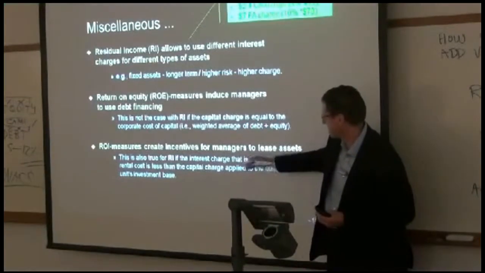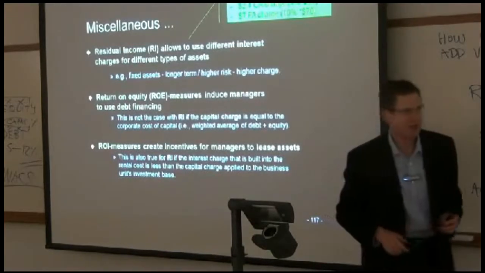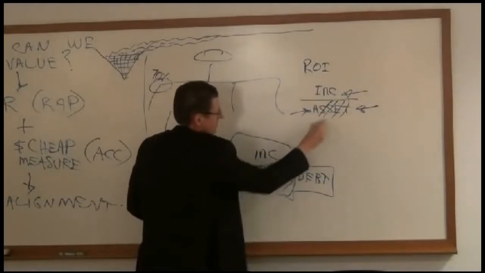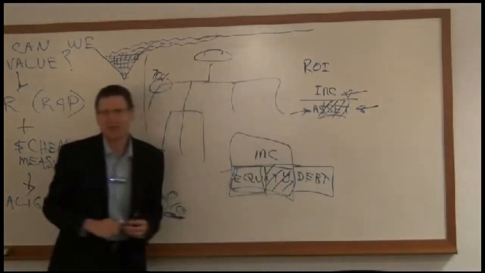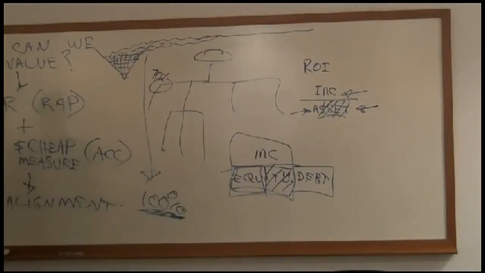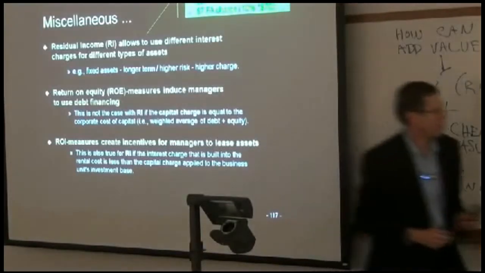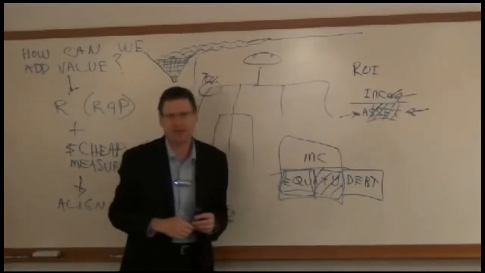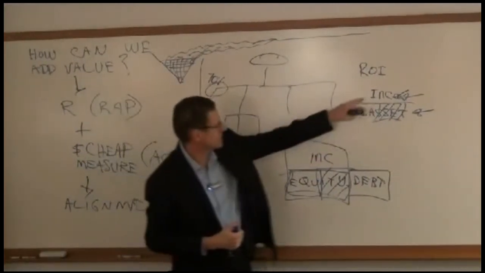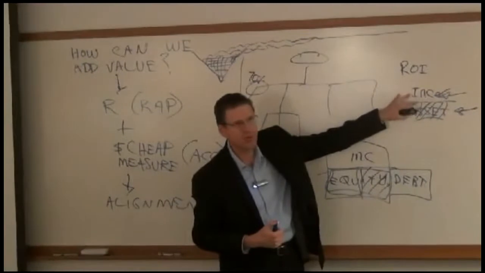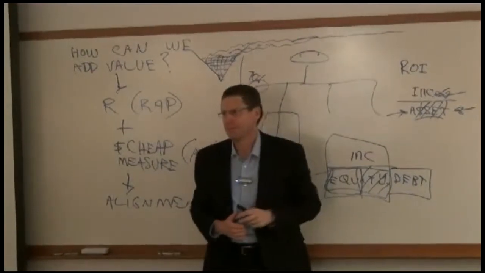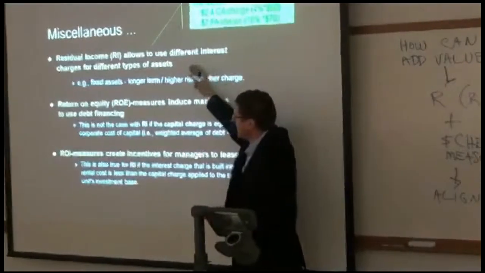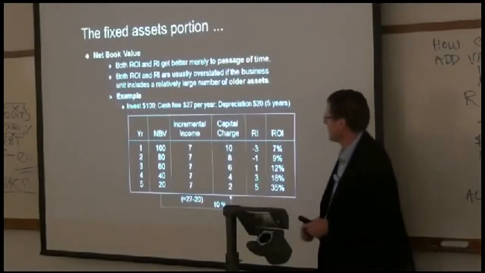ROI measures create incentives for managers to lease assets. Okay, have even fewer assets. Lease some of them, then you've got less in your asset base. Your ROI goes up higher. Of course, you reduce your income because you've got rental expense coming out of your income here, but you reduce the top and the bottom by the same amount, so the overall ROI will go up. So here are some issues that you need to consider when you're doing that.